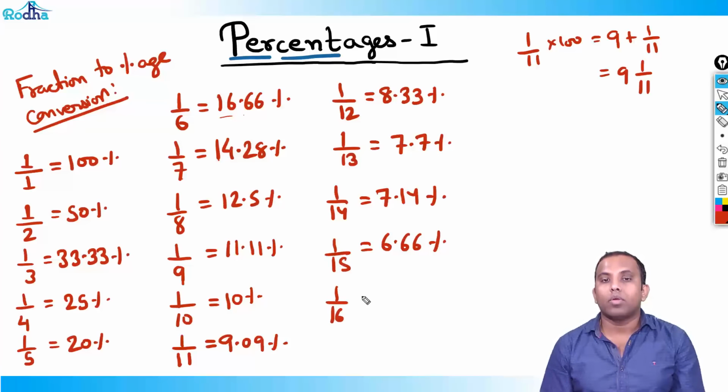1 by 16. What is 1 by 16? It is half of 1 by 8. What is 1 by 8? 12.5. 12.5 half is how much? 6.25%.